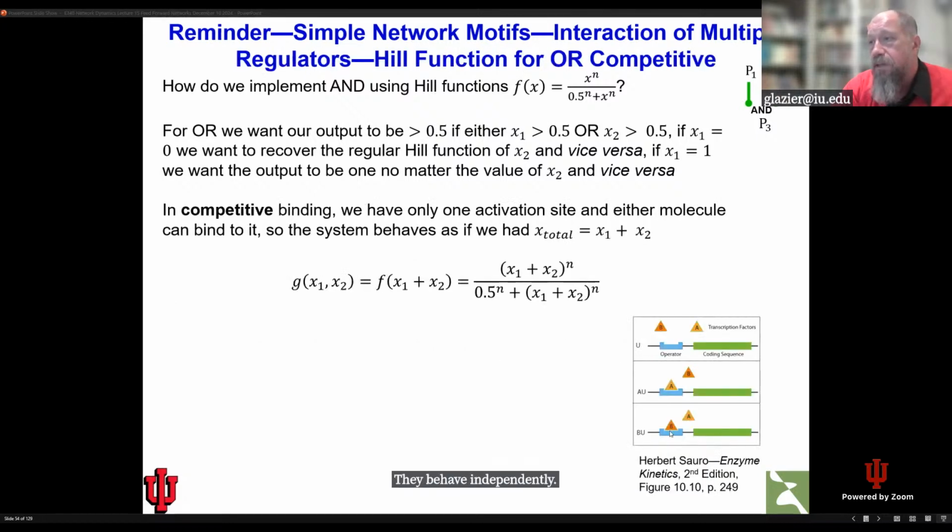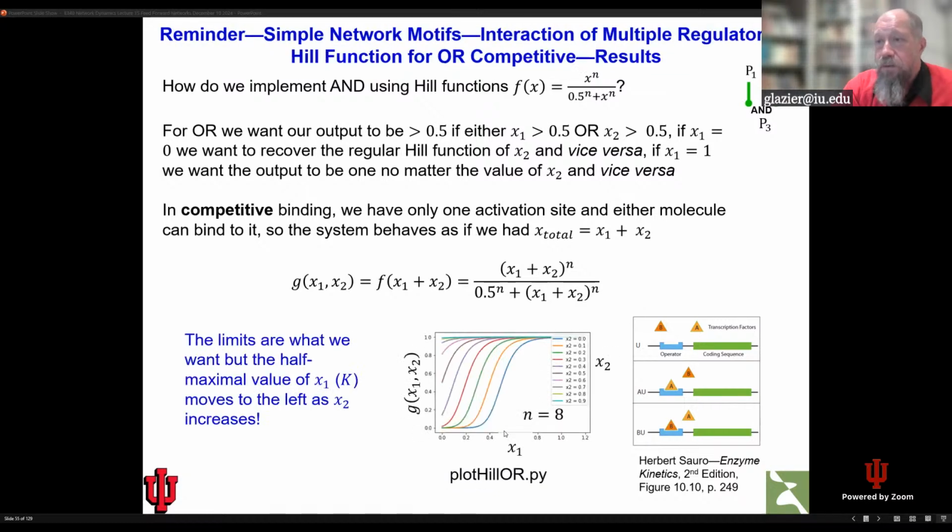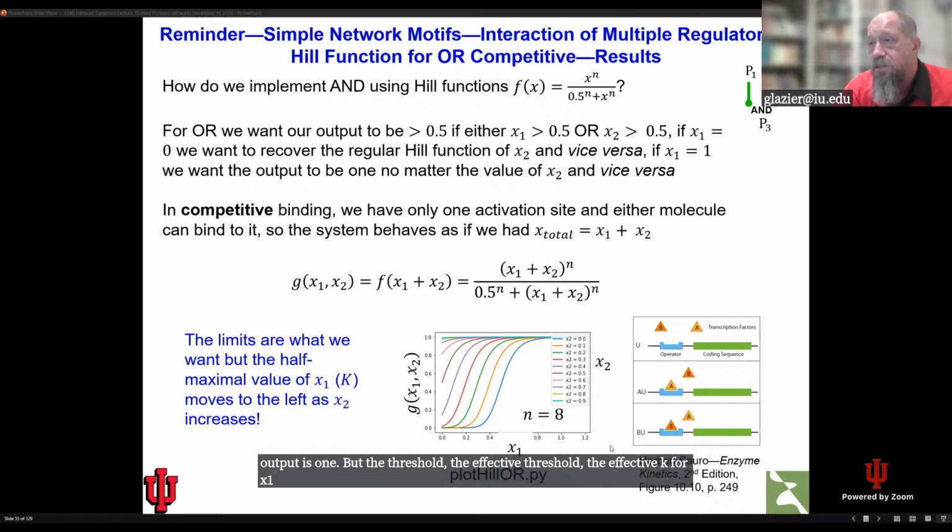If we want to have the competitive binding, we have a single target site. Then we replace X with the sum of P1 and P2, put it inside the Hill function, like that. And that will give us something that looks like this. As a function of x1, if x1 is big enough, the output is always 1. But the threshold, the effective k for x1, goes down as the value of x2 goes up.